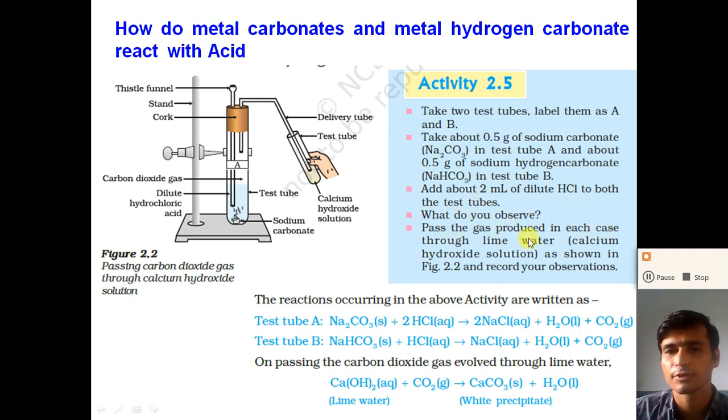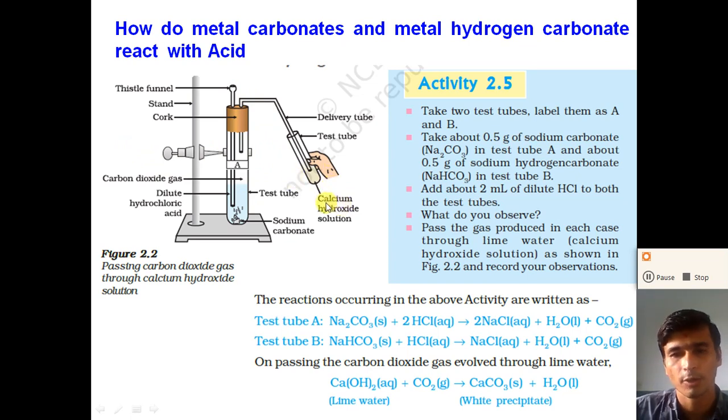Pass the gas produced in each case through lime water, that is a calcium hydroxide solution, as shown in figure 2.2, and record your observation. Take first test tube A, which contains Na2CO3, sodium carbonate. Now add hydrochloric acid, HCl, one type of acid, on the sodium carbonate, enough. And what do you observe? You observe that a gas is produced, and now this gas is passed through the calcium hydroxide solution.